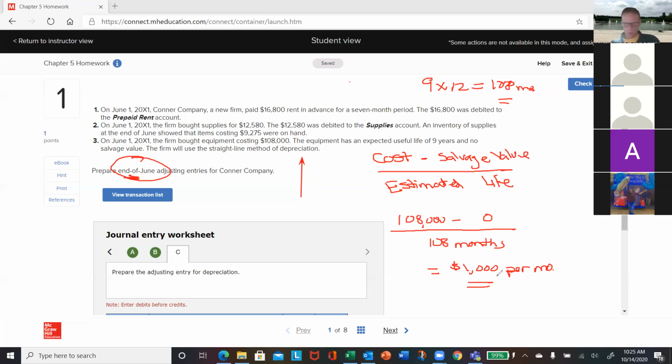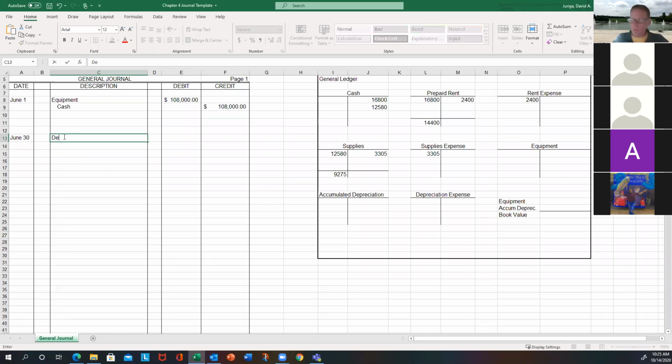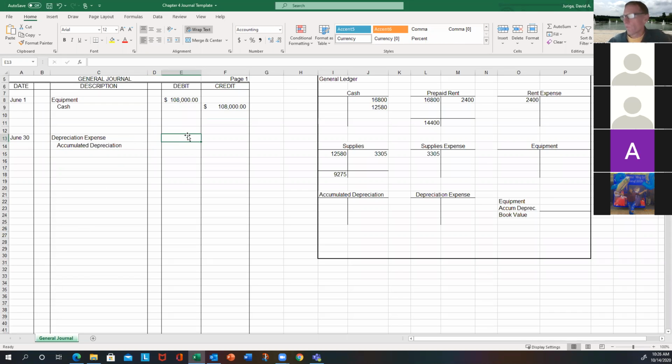Okay. So if we did that, you would then go to your adjusting entry. Let me get to my screen in a minute. Go back to the other screen. So we would say adjusting entry, depreciation expense debit, and then we're going to credit accumulated depreciation, $1,000.